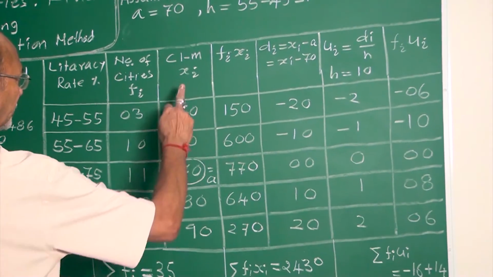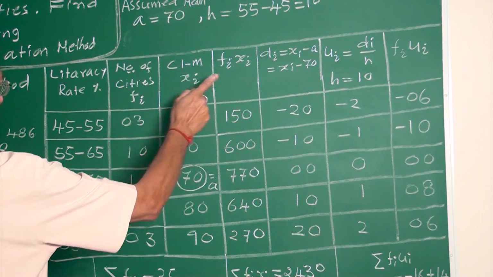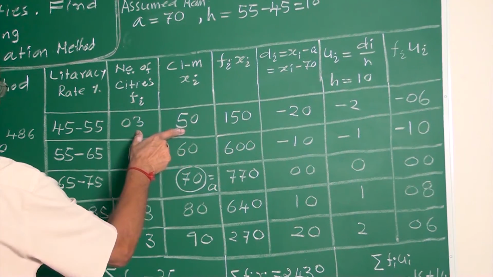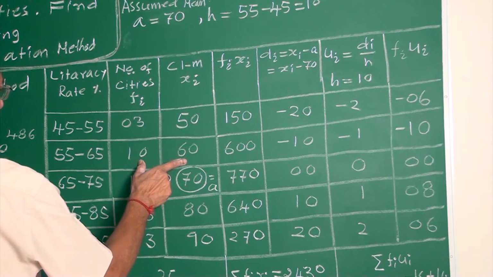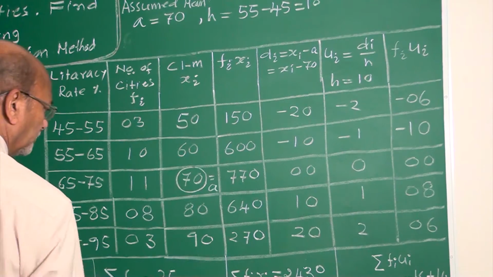Then after finding xi, our direct method needs fi into xi. Fi into xi. This is 50 into 3, 150. 60 into 10, 600. Like that, you get this column.